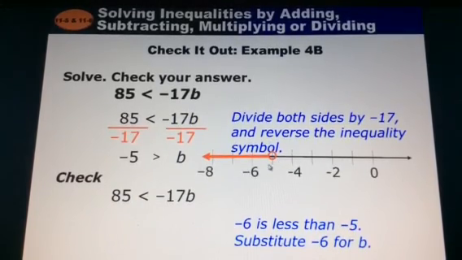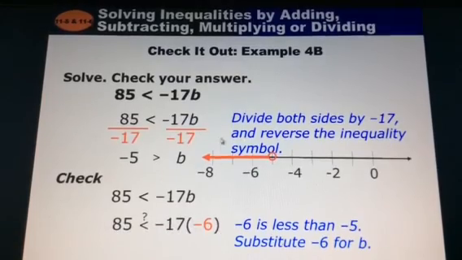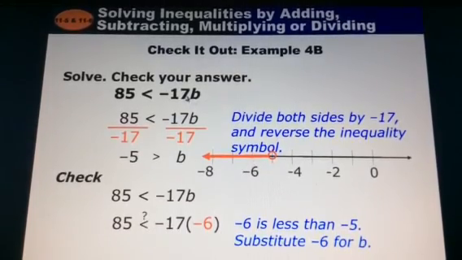So when I check it, if I pick something easy like negative 6, negative 6 times negative 17 is positive 102, which is greater than 85. And we're done.